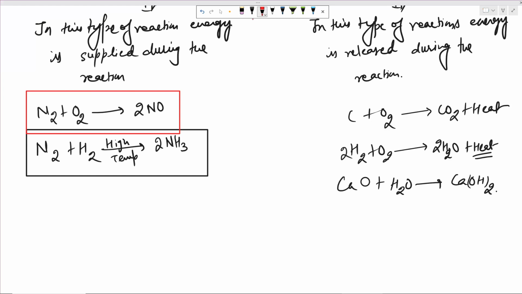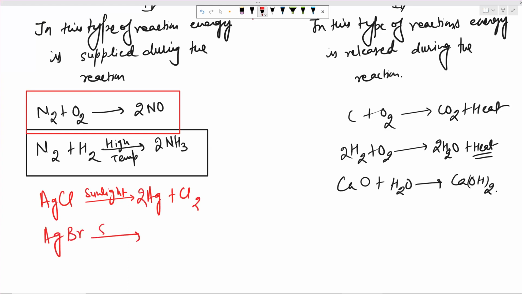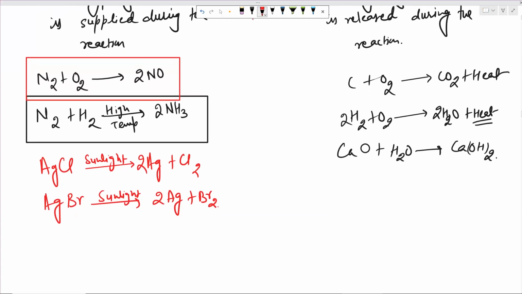Next, let's suppose you are heating silver chloride in the presence of sunlight, so energy is given in the form of sunlight. It will give you Ag plus Cl2. AgBr in the presence of sunlight will give you 2Ag plus Br2. These are all endothermic reactions.